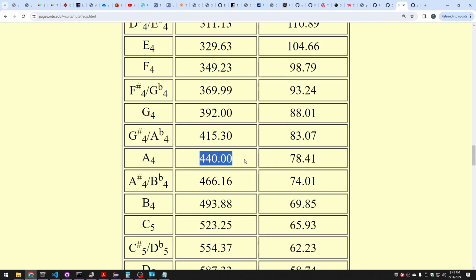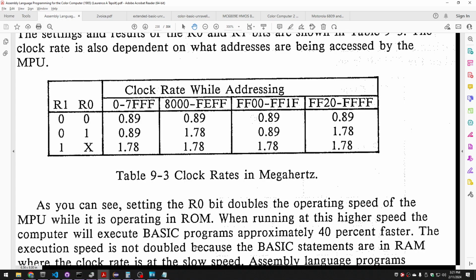Whatever waveform that we're using to play the notes with, let's say we're using a square wave, it has to repeat itself exactly 440 times every second. One way to achieve that is to take a look at how fast the CPU itself runs and then craft very careful instruction loops that run at exactly the right speed. Let's just assume that our CPU, the 6809, is running at 0.89 megahertz.